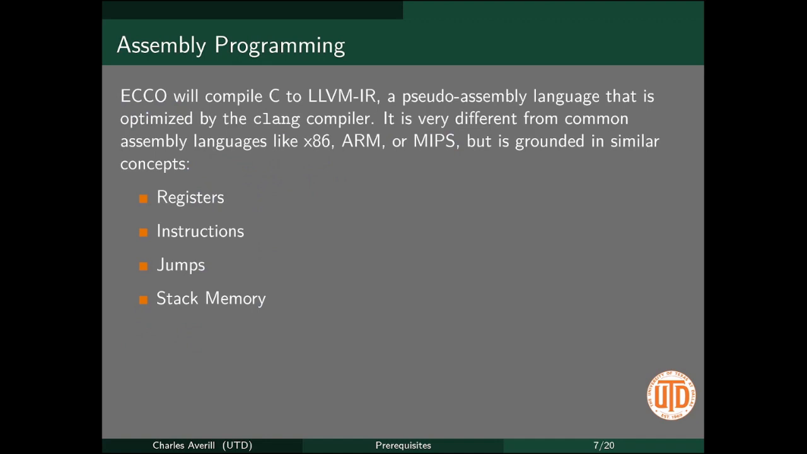Okay, so that's enough of Python. Let's talk about assembly programming. So Echo is going to compile C source code to LLVM-IR. LLVM-IR is a pseudo-assembly language that can be compiled into real assembly languages like x86, ARM, MIPS, etc. And it can also be optimized usually by the Clang compiler. It's not optimized by the Clang compiler, it's optimized by a chunk of the Clang compiler, but same difference.